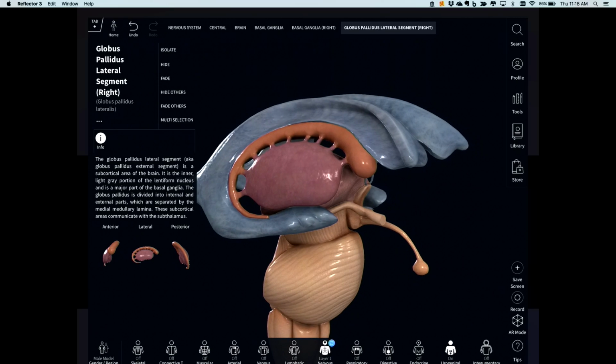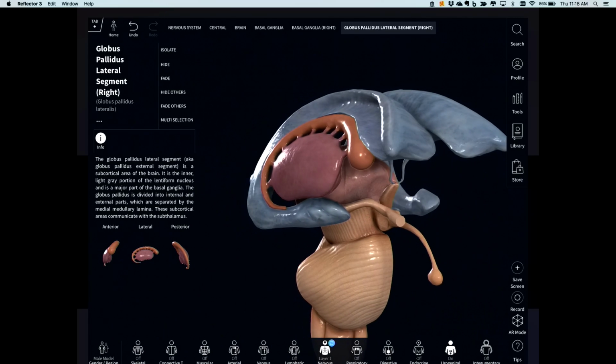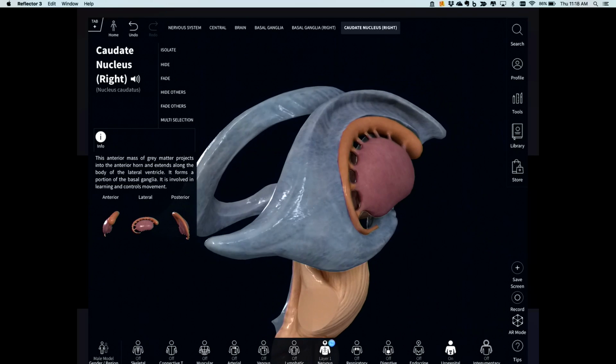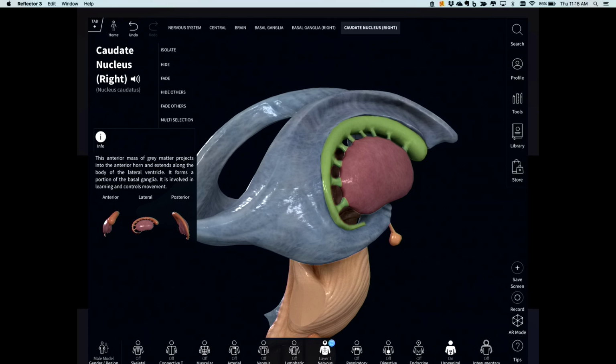But see how they are so intimately related, one to the thalamus, and then sort of encased by the border of the ventricles. The caudate nucleus up here. These were really important in fine motor control.